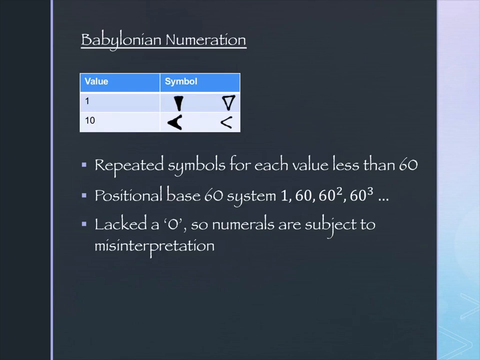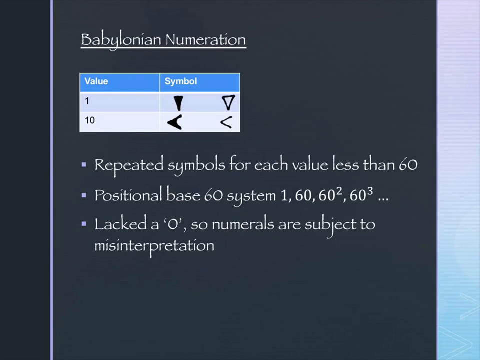Now, they do repeated symbols. They do the repeated symbols for values that are less than 60. So if you had 58, you'd draw 5 of the arrowheads and then 8 of the triangles. That's what you would do if the number's less than 60. It's very straightforward. Maybe tedious, may have a lot of symbols, but it's very straightforward. But if the number is 60 or bigger, they actually do something slightly different.